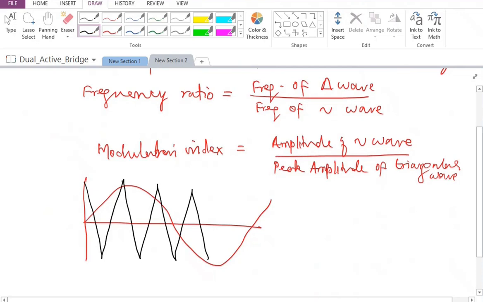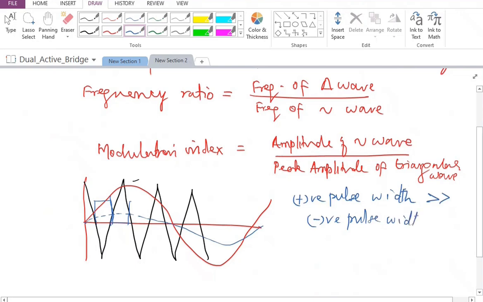So if this is the triangular wave, in this particular case, the triangular wave peak is greater than the sinusoidal wave peak. So if our sinusoidal wave is even smaller than this, it's going to be very, very small, which means the modulation index is going to be very low. In that case, we are going to have a positive pulse which is as wide as this. This is going to be the positive pulse. But the negative pulse will also be pretty wide because the sinusoid is much shorter as compared to the triangular wave. So what I'm trying to get at is that positive pulse width will be much larger than negative pulse width during the positive half cycle of the sine wave if modulation index is close to 1.